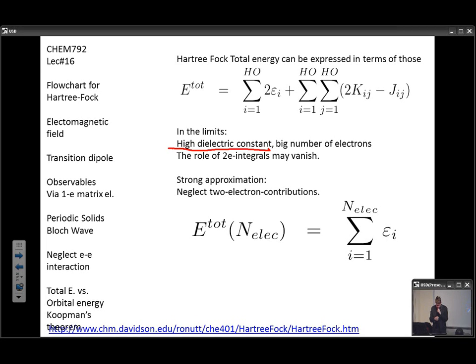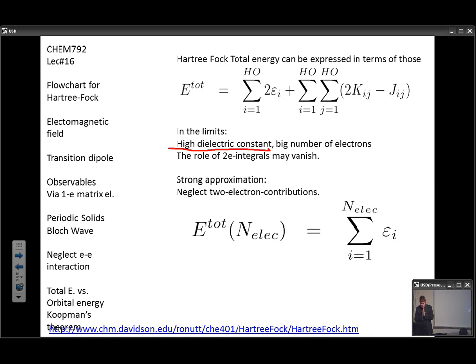Another example that I do not fully understand, but I just heard from reading, are aromatic molecules with conjugated bonds. For some reason, I should learn why, they can be explained really well by neglecting, by forgetting about those Coulomb and exchange terms. And this was utilized in so-called Huckel theory that develops properties of aromatic organic molecules just based on single electron orbitals.